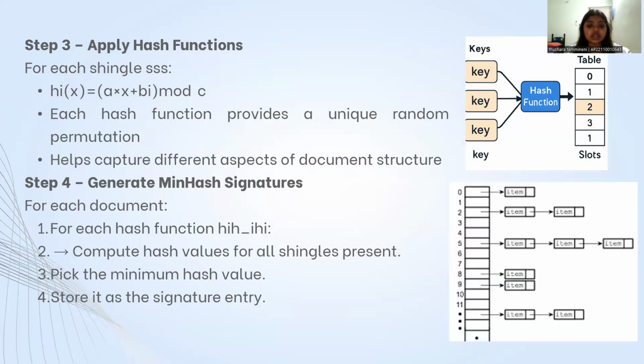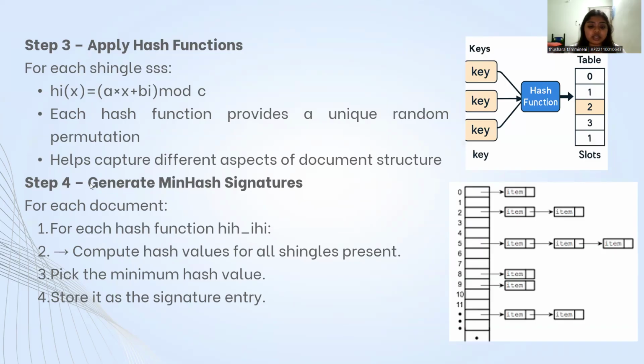Coming to step 3. Here, we apply hash functions. We use multiple hash functions like (a times x plus b) mod c. Each one gives a random permutation of shingles, helping us capture different structures in the document.